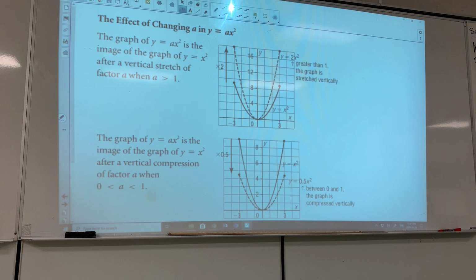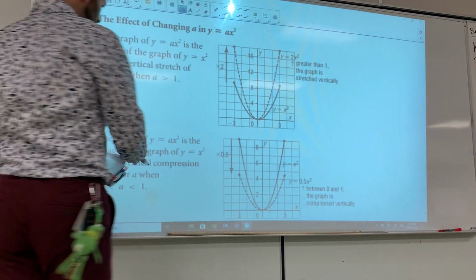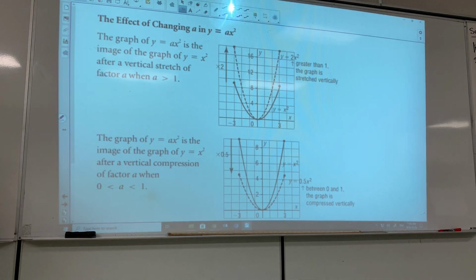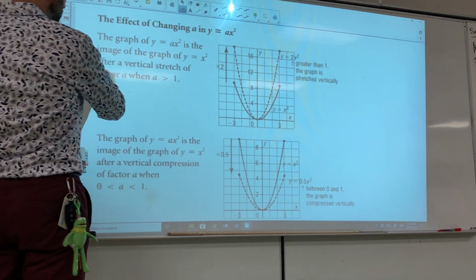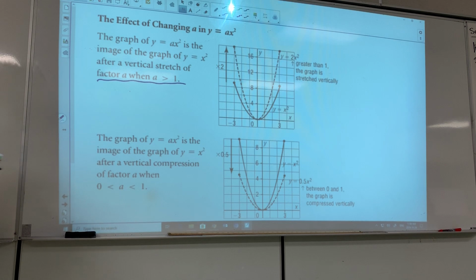But yeah, we also looked at compressions and stretches. So the A value is the letter that we use for it. And if the A, now this one's a little bit more complicated, there's some cases here, but in the first example, if A is greater than 1, you're going to see what we call a vertical stretch, right? It gets stretched out. Or sorry, hang on. The graph is the image of the graph after a vertical stretch.